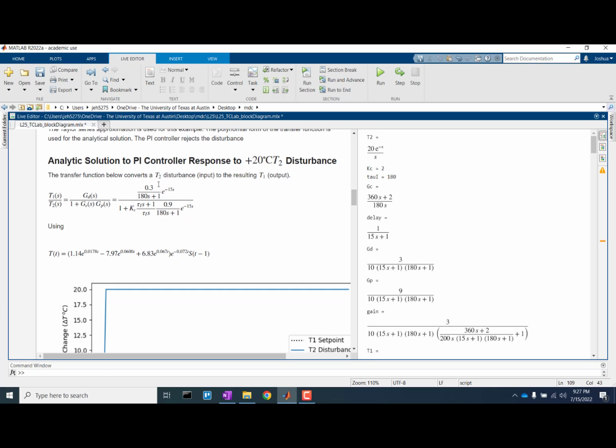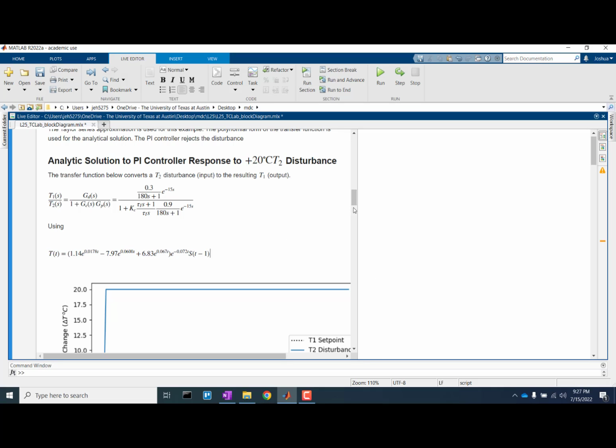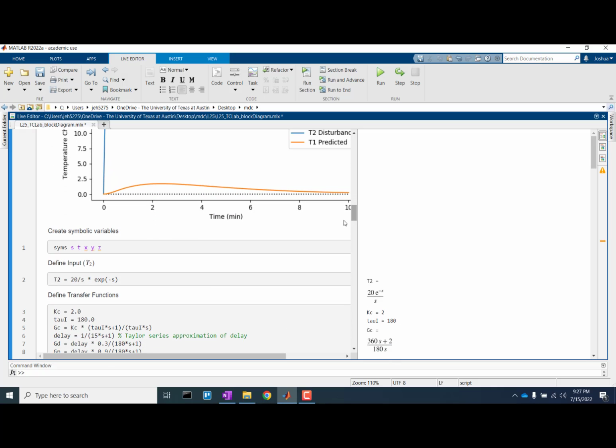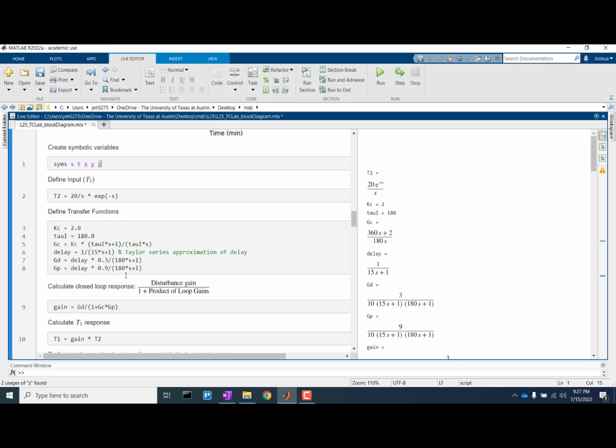So here we have that analytic form we derived before, and then we have this right here, which is our solution. So let's figure out how we actually did that with MATLAB. One of the best things about MATLAB is its symbolic math. So here we declare symbolic variables s, t, x, y, and z. We define our input T2 as 20 over s, which is our step, times e to the negative s, which is our delay, that initial change.